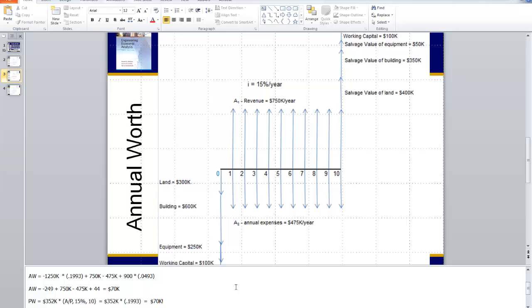I hope that helps explain equivalence a little bit more, and now we're getting into evaluating projects.